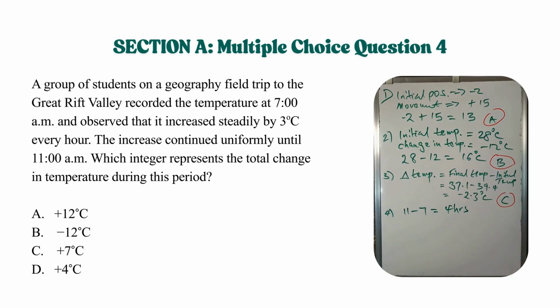That's the time elapsed. And then the rate of change is 3 degrees Celsius per hour. So our calculation will be 4 hours times 3 degrees Celsius per hour. Our answer will be 12 degrees Celsius. From the choices, the answer is A.